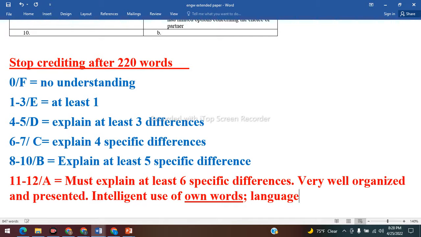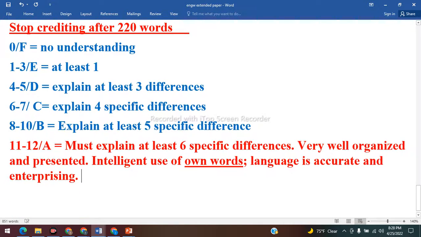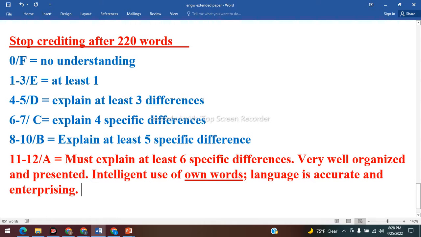Language is accurate and enterprising. When we say it's enterprising, that means it's efficient. There's no wasting in your words. Whatever is there is supposed to be there and it's there for a reason. Okay, so this is how we would grade that.